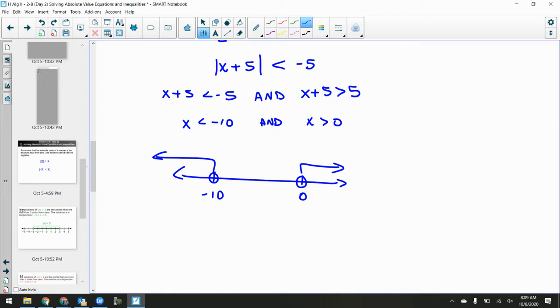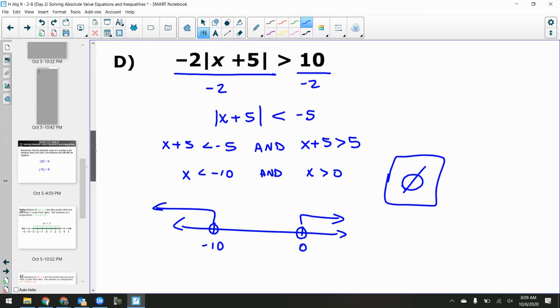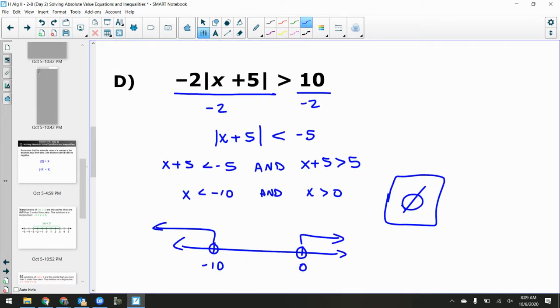So therefore, what are my answers here? There are none. No solutions. Guys, I could have stopped a while back. I could have stopped right here. I could have stopped right there.